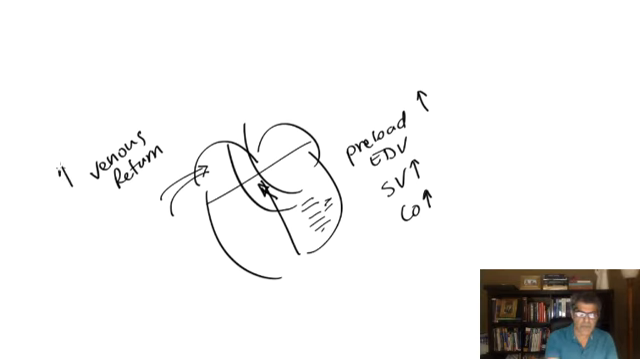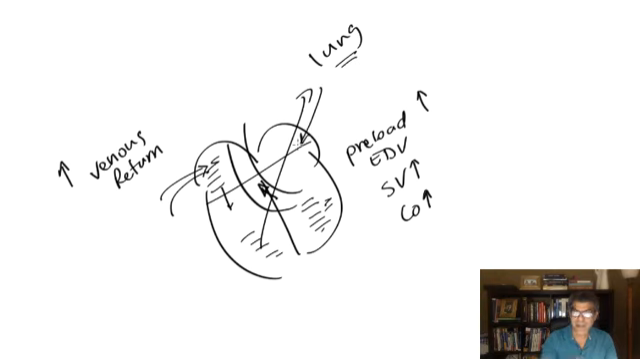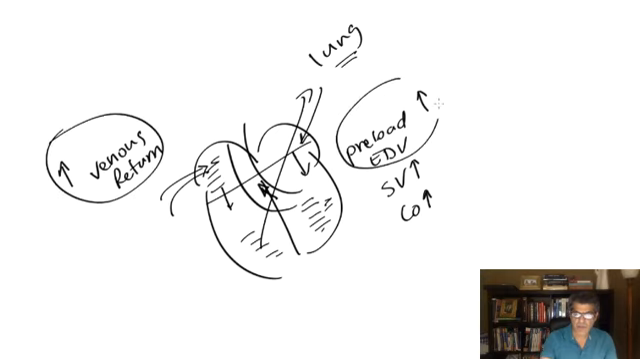So when the venous return goes up, more blood is going to come to the right atrium, more blood is going to come to the right ventricle, more blood is going to go to the lung, and from the lung, more blood is going to come back to the left atrium. As a result, more blood is going to come to the left ventricle. What I'm trying to tell you is this: if the venous return goes up, ultimately your preload is going to go up.